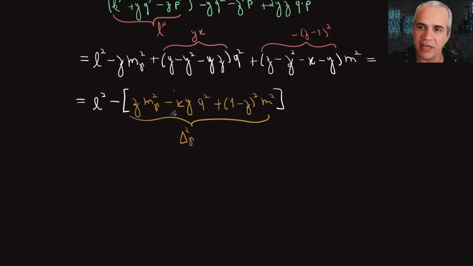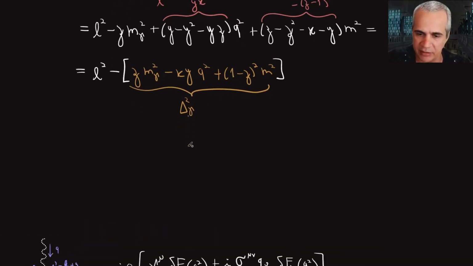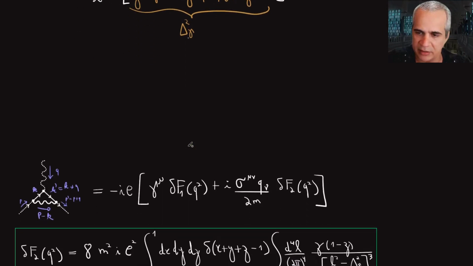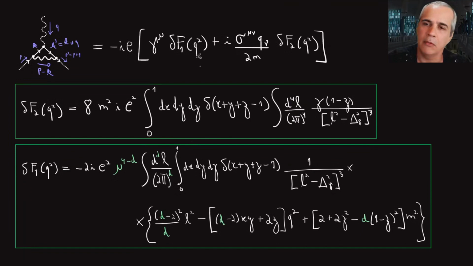So you can find this calculation done with some level of detail in Schwartz's book, and also in some old lecture notes of mine from 2016. I'll link both in the video description. Right? The important point is when you do that, you can rewrite these loops in this form, right?